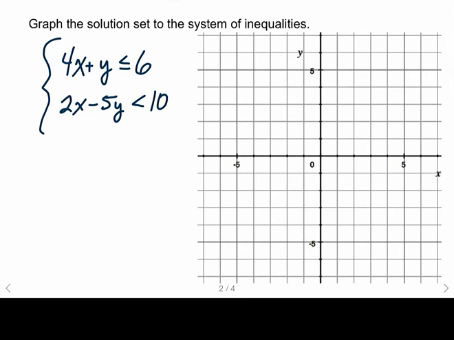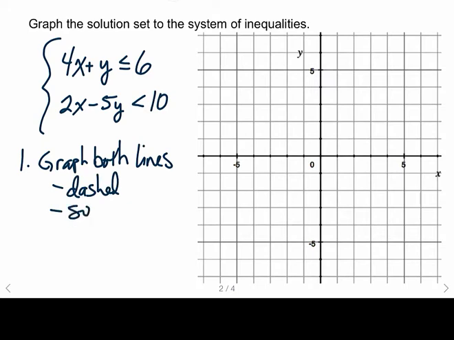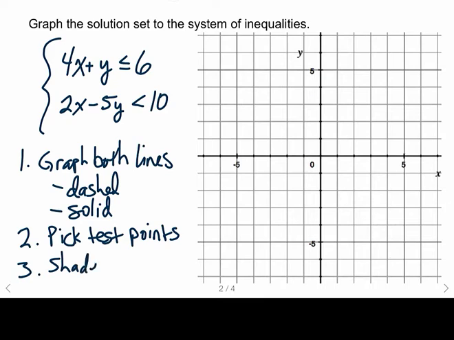Let's dive in. Graph the solution to the system of inequalities, and the system is 4x plus y is less than or equal to 6, 2x minus 5y is less than 10. Our basic outline is graph both lines. In some cases they're going to be dashed, and in some cases they're going to be solid. This is going to be indicated by whether or not we have a strict inequality. And then we're going to pick test points that will determine which side of the line has the solutions, and then shade according to what we get out of the test points.